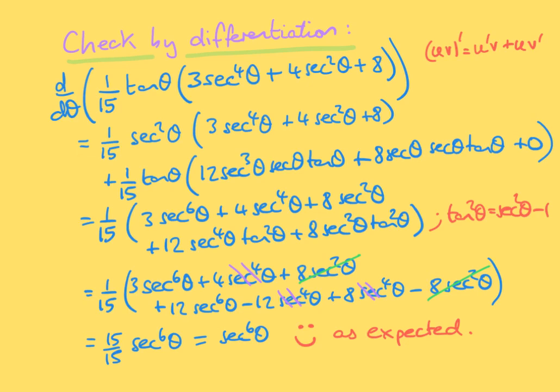Okay, so everything is gone apart from the secants to the 6th. There are 3 of them here and 12 of them here, that adds to 15. So we have 15 over 15 secant to the sixth, which is secant to the sixth, the original integrand, and that is exactly what we expected. With that, I'll stop this video.